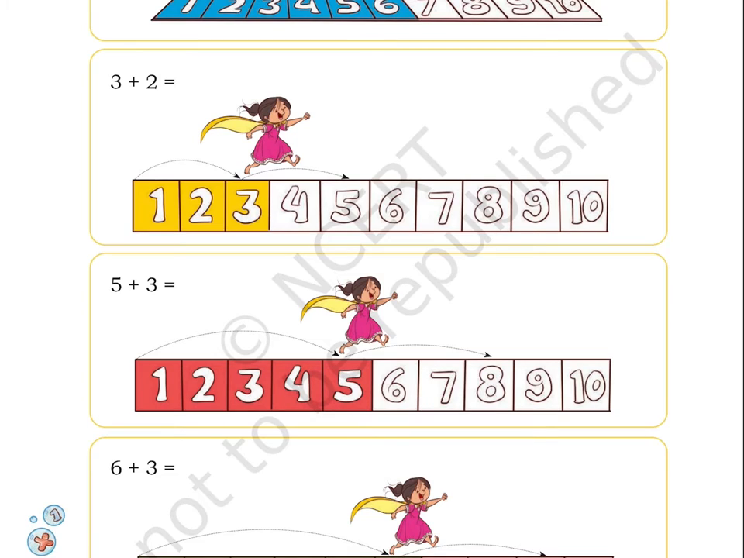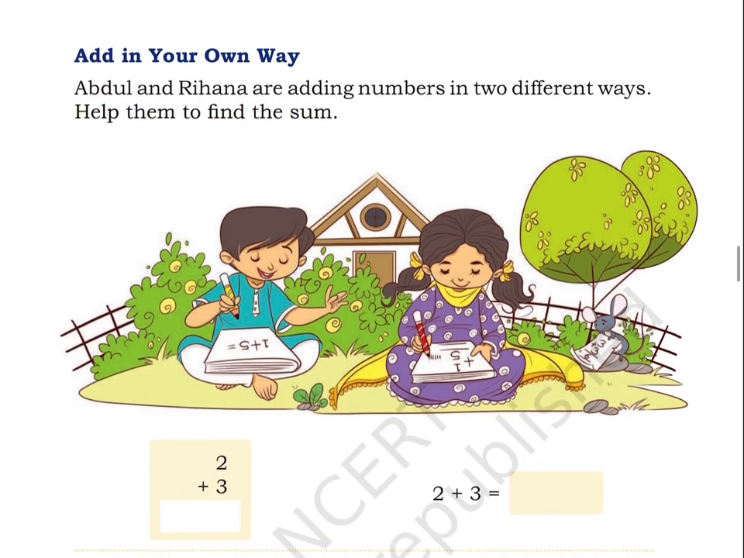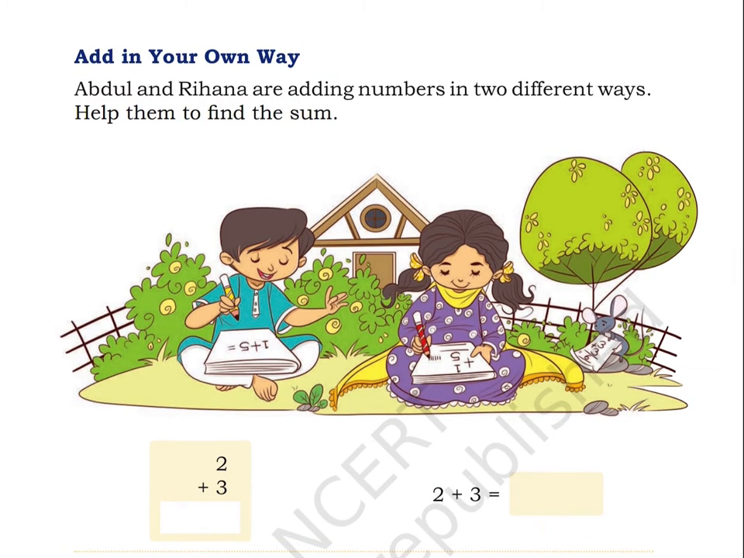In the third row, 5 plus 3 is equal to blank. The girl is hopping from number 5 to number 8. In the last row, 6 plus 3 is equal to blank. The girl is hopping from number 6 to number 9. Page number 55. Add in your own way. Abdul and Rehana are adding numbers in different ways, given below. Help them to find the sum.